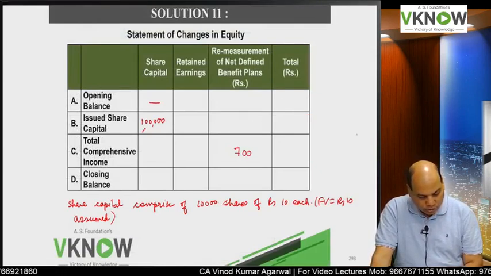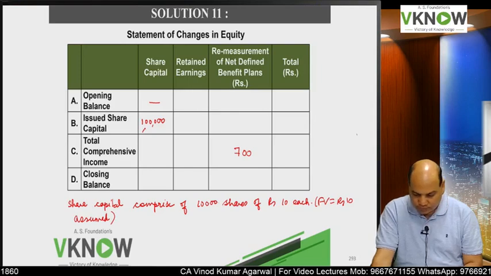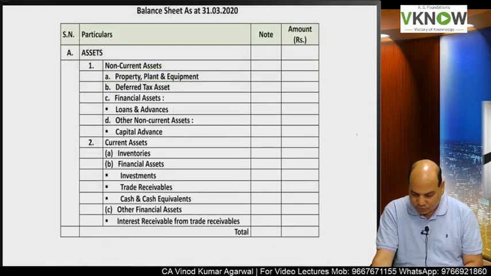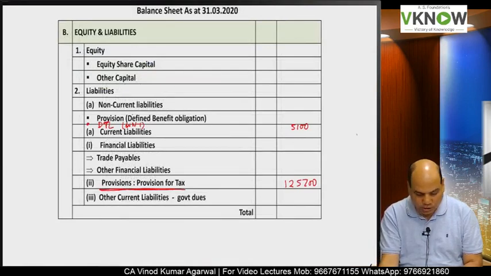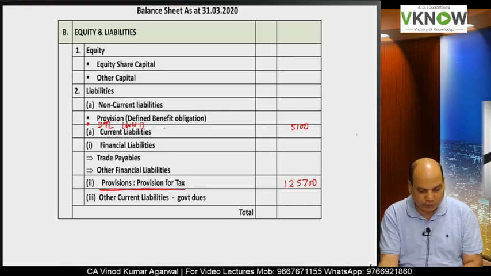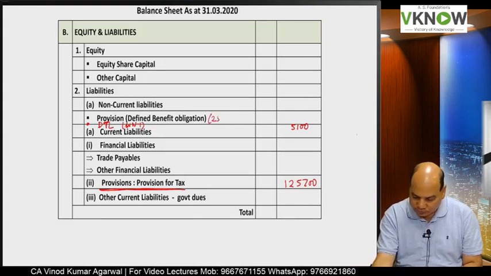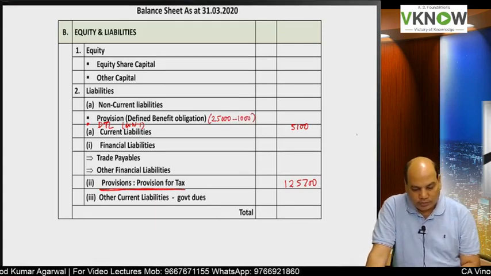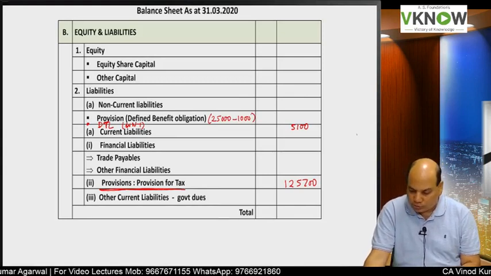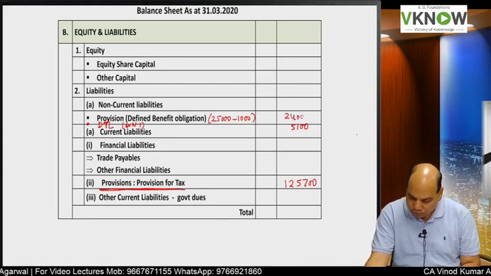And next line is non-current liability, long-term provision. Come to balance sheet, long-term provision. You will see in the non-current liability we have written provision, in bracket defined benefit obligation. How much is that? 25,000 is there, but it will reduce by 1,000 due to gain. So liability will reduce, it will become 24,000.